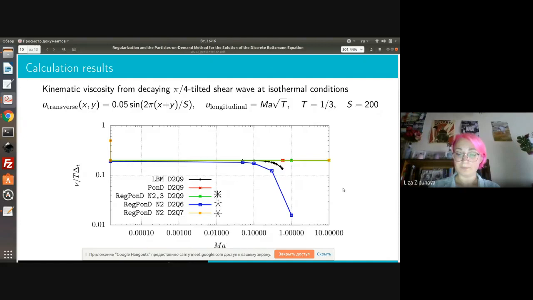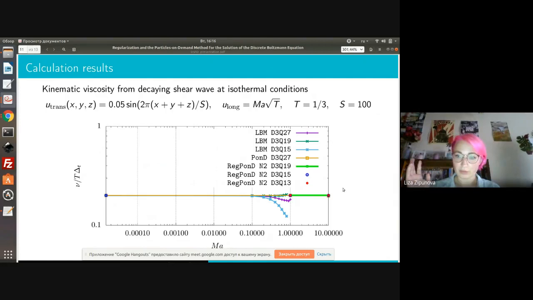The same problem in three dimensions is shown on the slide. As in the case of two dimensions, you can see the limitations of the lattice Boltzmann method, and the results of the regularized particles on demand method match the results of the particles on demand method. And with D3Q13, the regularized particles on demand method has the smallest number of quadrature velocities with which this problem can be modeled.